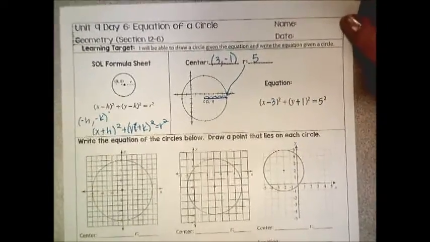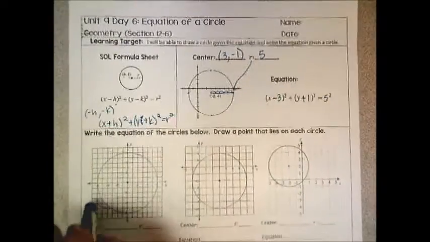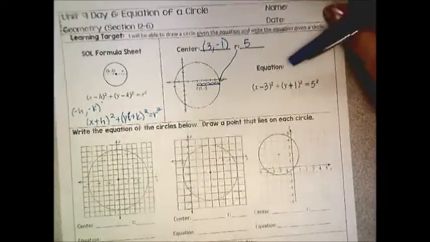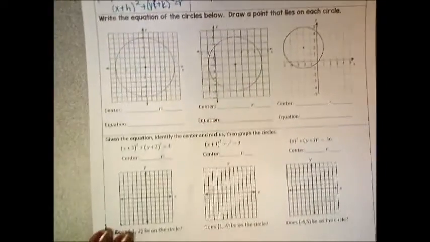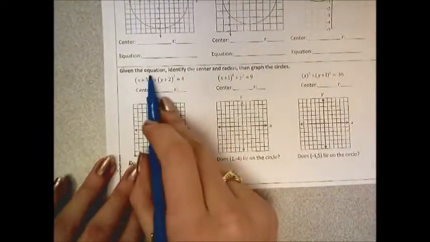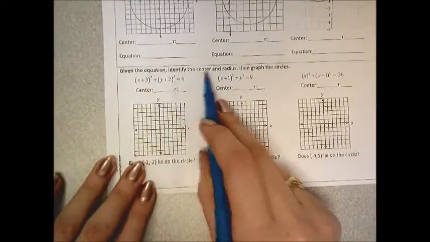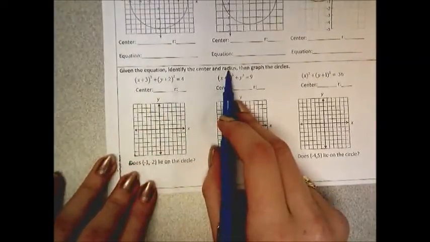So if you slide your paper to the bottom, we're going to skip these 3 because you'll be able to do those just like we did here. But now if we slide all the way down to the bottom, we're going to be given the equation, and we want to go backwards from what we just did. Find the center and radius, and then graph it.